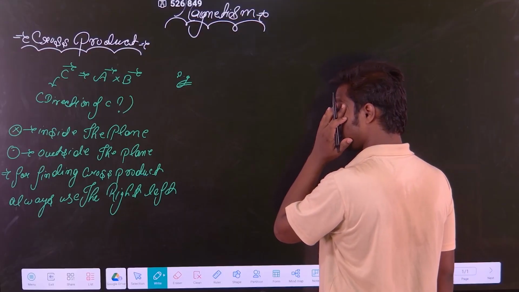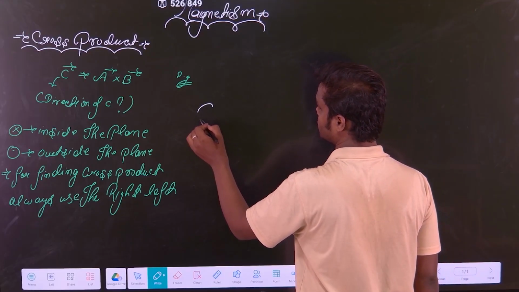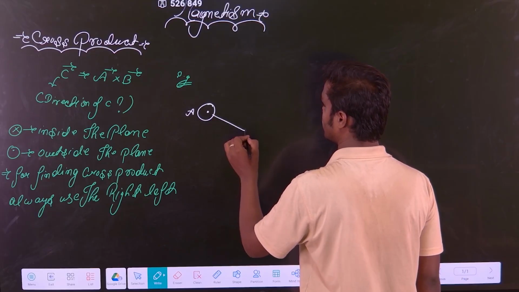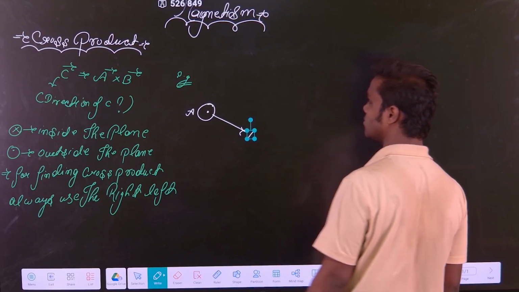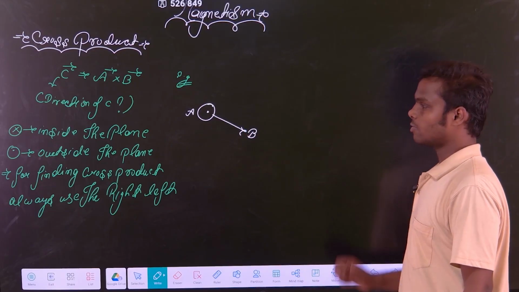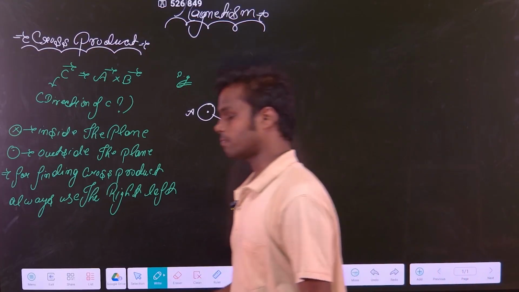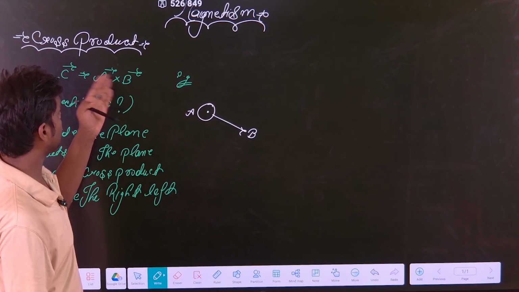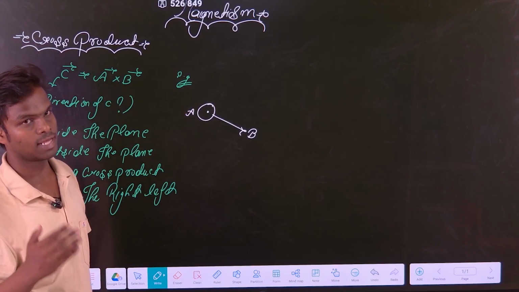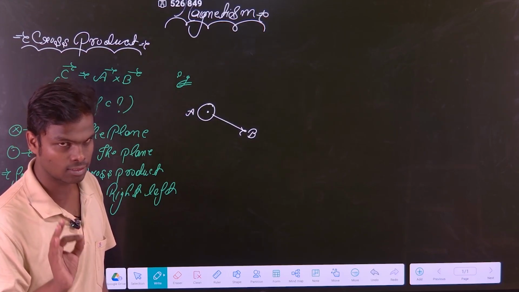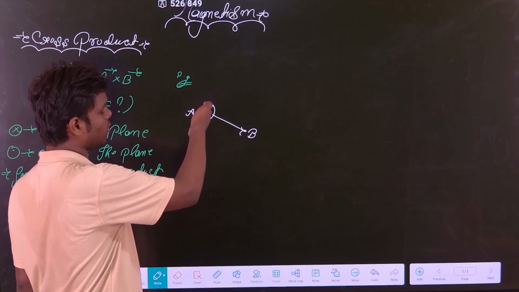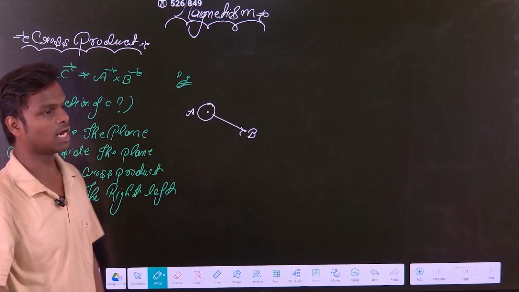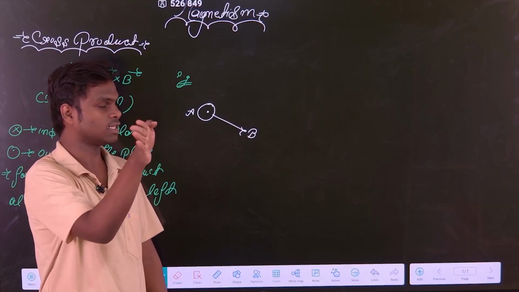Suppose this is my vector A, and vector B is like this. You have to tell me the direction of A cross B. First, always take your right hand. First we find A cross B, so put your hand in the direction of A. That is the first rule. A is a dot, which means outside, so put your hand outward in the direction of A.